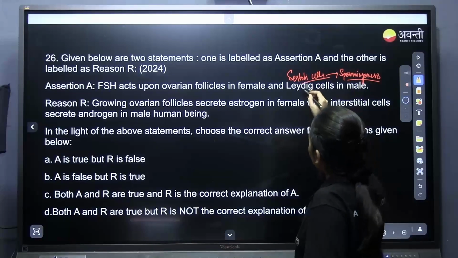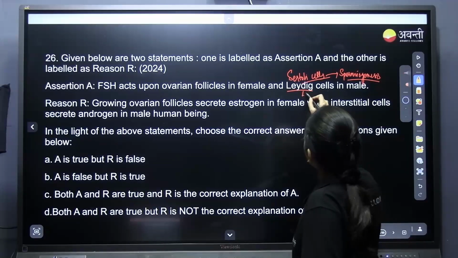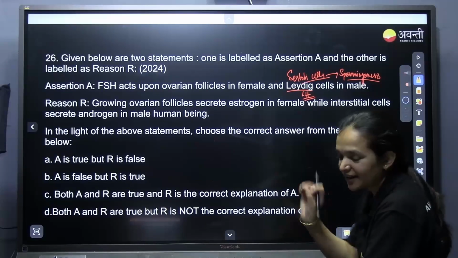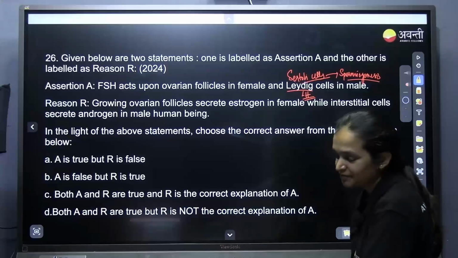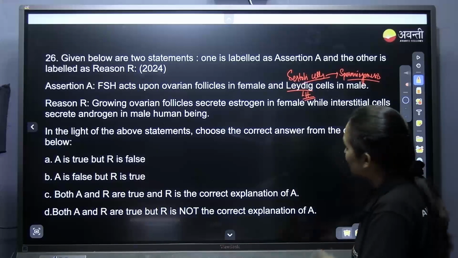Okay. Who acts on a Leydig cell? I told you L for L, which means LH. Luteinizing hormone acts on Leydig cell. L for Leydig cell, so LH. Remember it like this. So that statement is wrong.